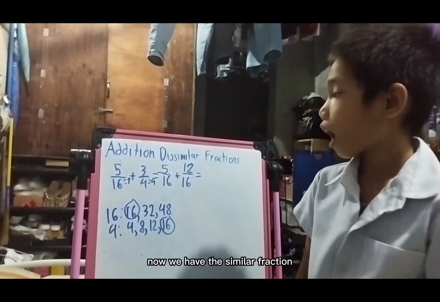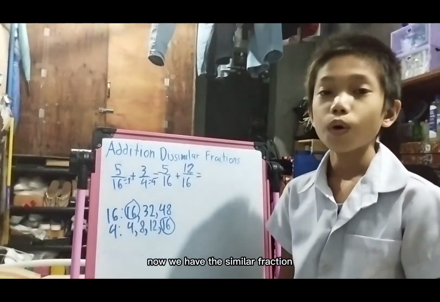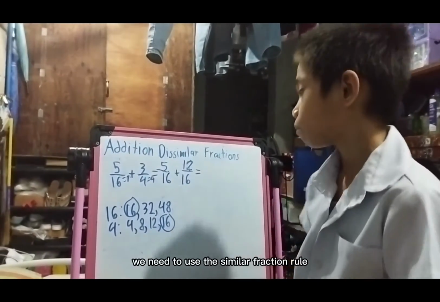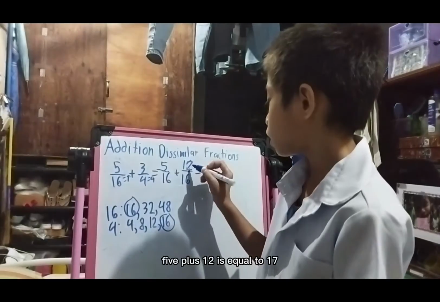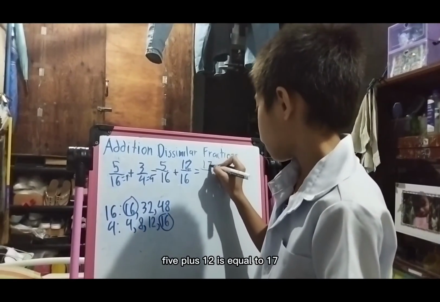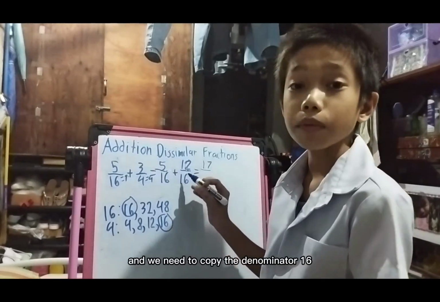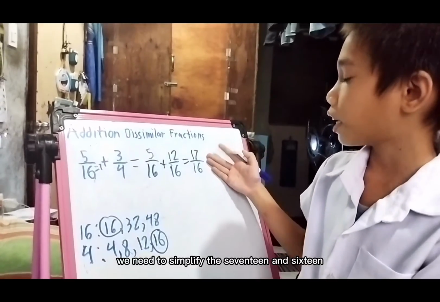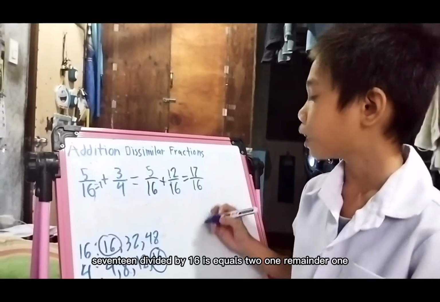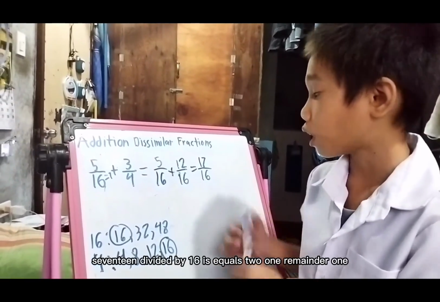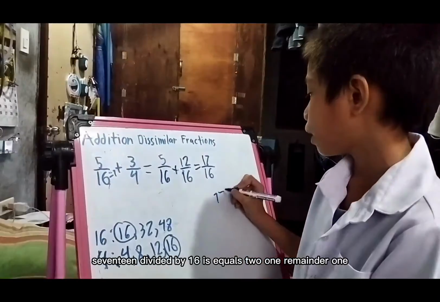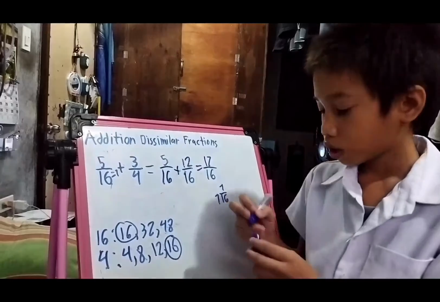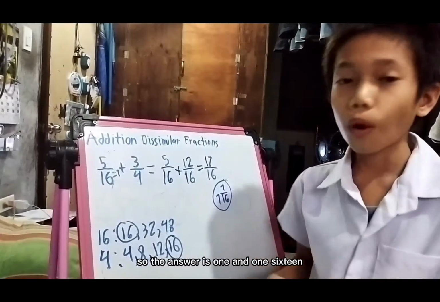Now, we have the similar fraction. We need to use the similar fraction rule. 5 plus 12 is equal to 17. And we need to copy the denominator 16. We need to simplify the 17 over 16. 17 divided by 16 is equal to 1, remainder 1. And we need to copy the denominator 16. So, the answer is 1 and 1/16.